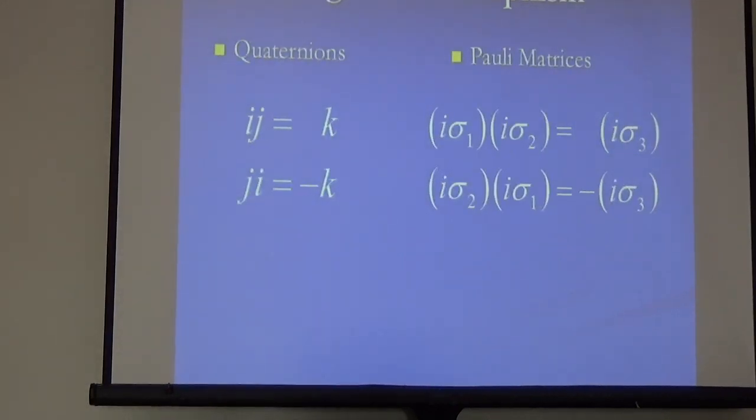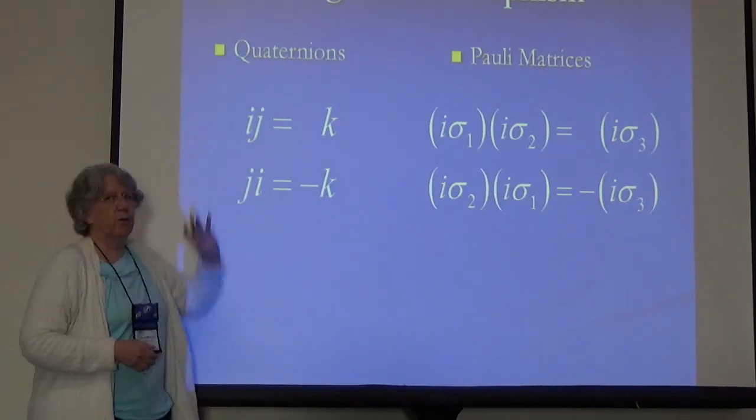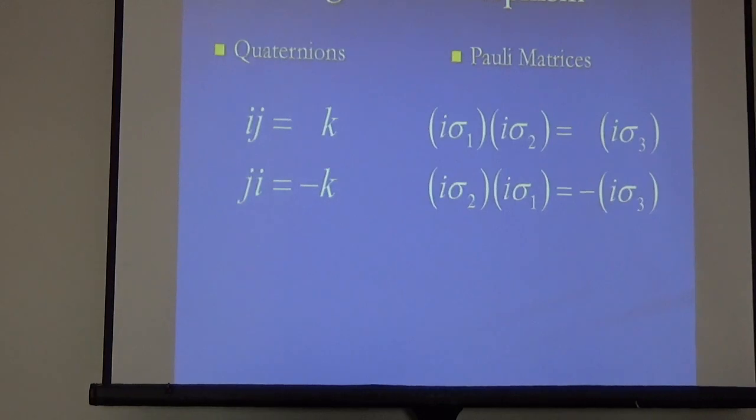I am assuming that people here will know about the quaternions. So we have 3 square roots of -1, I, J, and K. And they all square to -1, and they have a multiplication rule. I times J is K. But they anti-commute, so J times I is minus K. Those are the quaternions. You get an isomorphism with Pauli matrices, which I will explain in the middle of my talk.